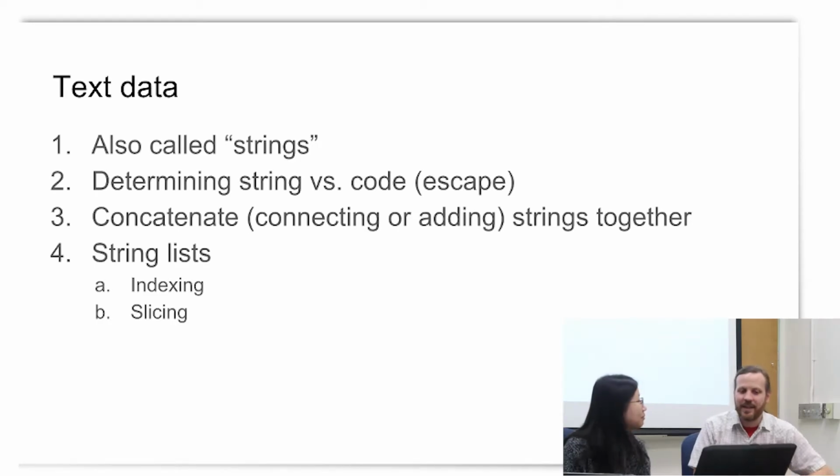All right, so Jocelyn, now you're going to tell us about text data. We refer to text data as strings when we're talking about code. And one of the things you're going to show us is how to tell Python, no, this quote right here is not code. It's actually a part of the string, like in a contraction, like don't or doesn't. Then you're going to tell us about concatenating, or connecting, strings together.